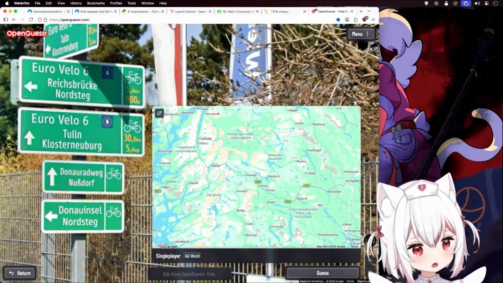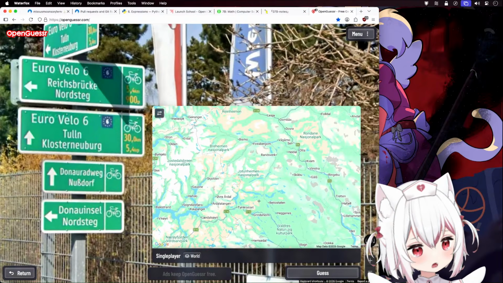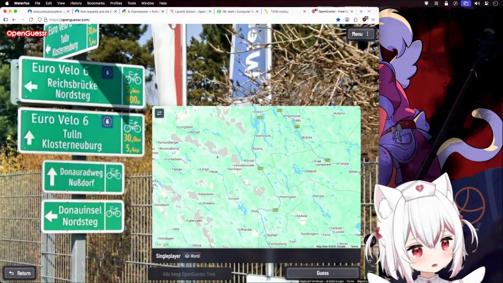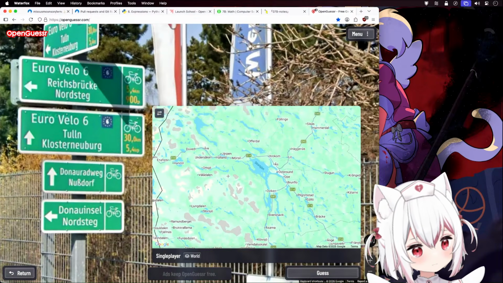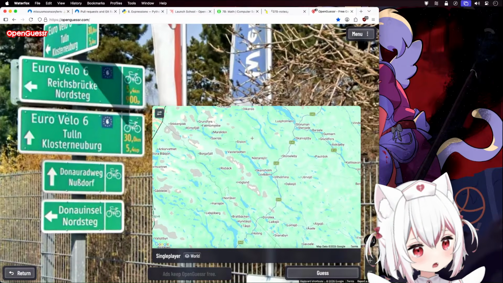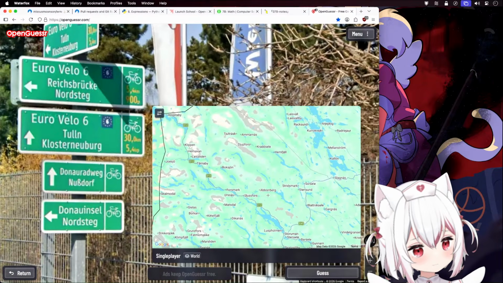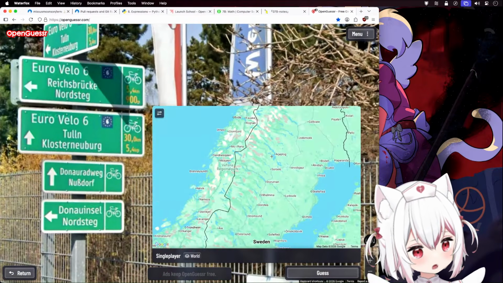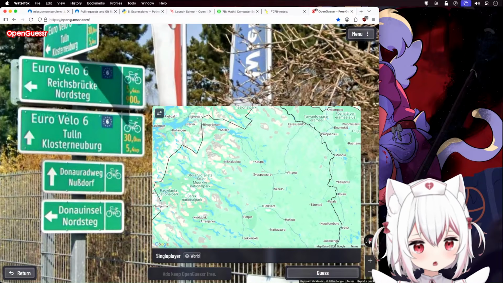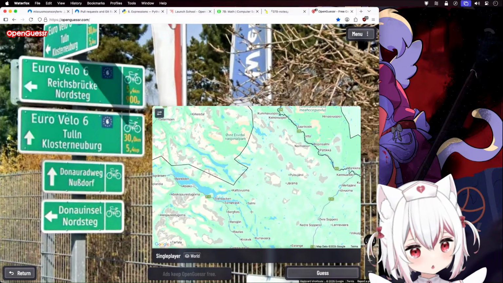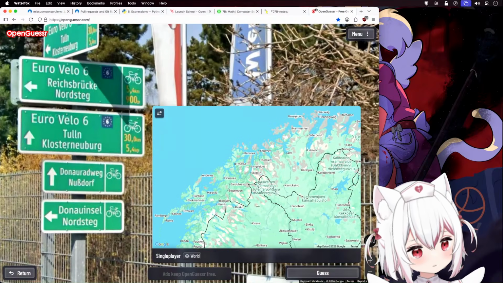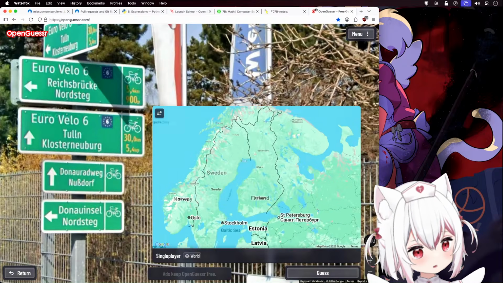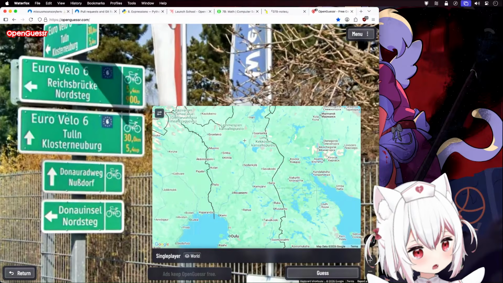I'm taking too long. I'm taking way too long. I should hurry up already. I should go faster, but I don't want to. I don't want to give up till I find where that funny looking B letter is. Nordstag. That means north, right? North? What does stag mean? Is it cold? Reichsbrucke. Reichsbrucke. Nord? Tulen? Is this Finnish? What kind of language is this?